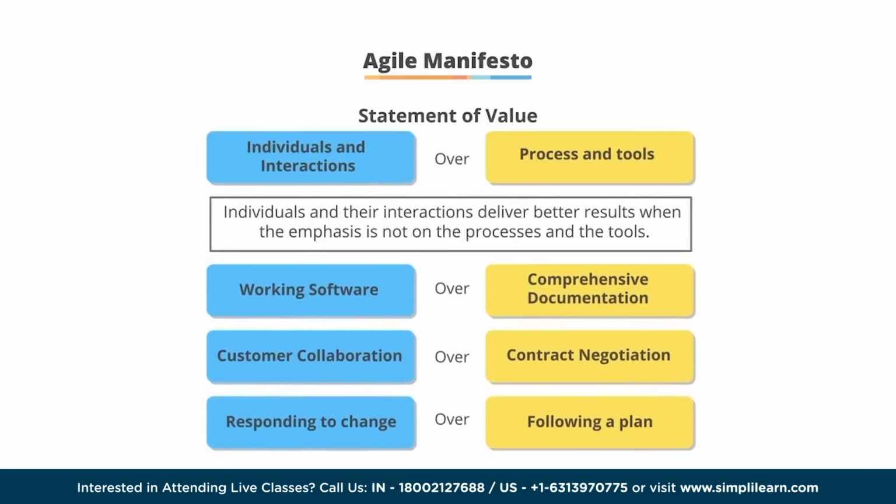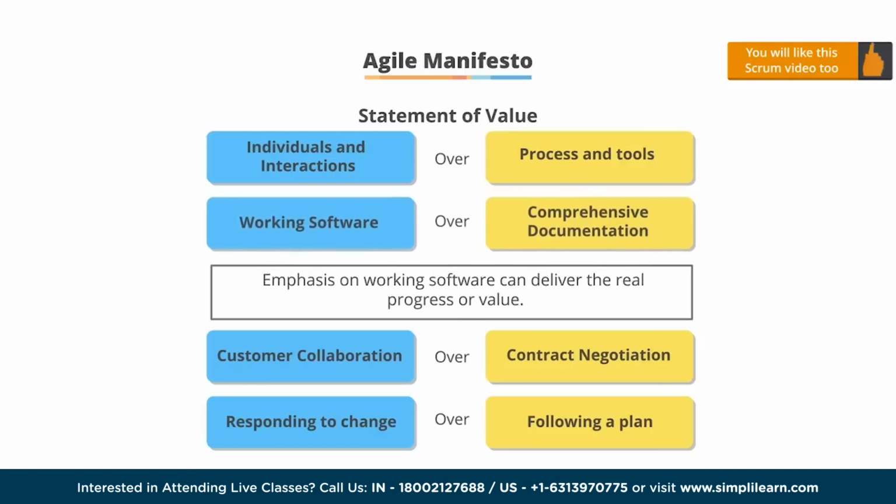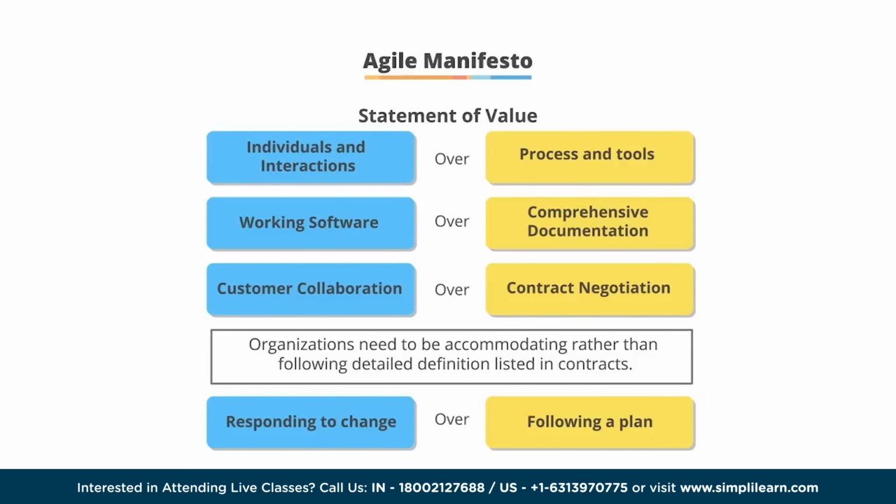Individuals and interactions over processes and tools. Clearly, any project requires processes and tools. However, individuals and their interactions deliver better results when the emphasis is not on the processes and the tools. Working software over comprehensive documentation. Documentation here refers to things like status reports, progress reports, and detailed specifications, which do not really demonstrate any real progress or value. Therefore, the emphasis is on working software that can be delivered and demonstrated. Customer collaboration over contract negotiation.